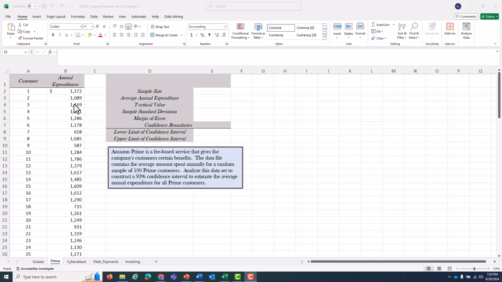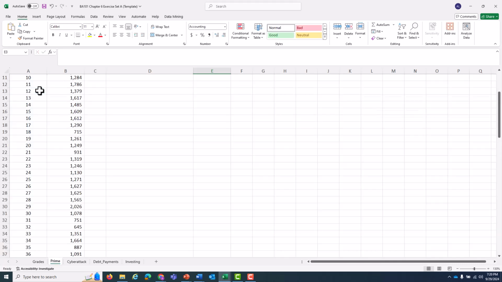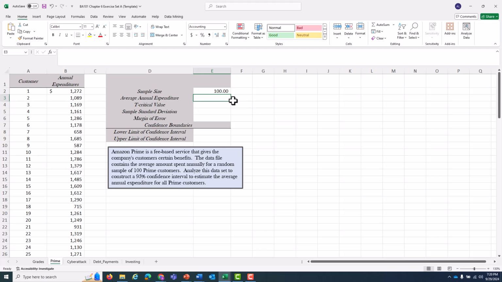We are asked to take this sample and make a prediction about the population, which in our case would be all Prime customers. Based upon the sample, how much can we say with 95% confidence the average Prime customer spends in a year? Well, the first thing we're going to need is our sample size. The question says it's 100. You could just type it in. I'll be thorough and use my COUNTA function on the customers that we have. So COUNTA of column A tells me that, yep, indeed, there's 100 people in the sample.